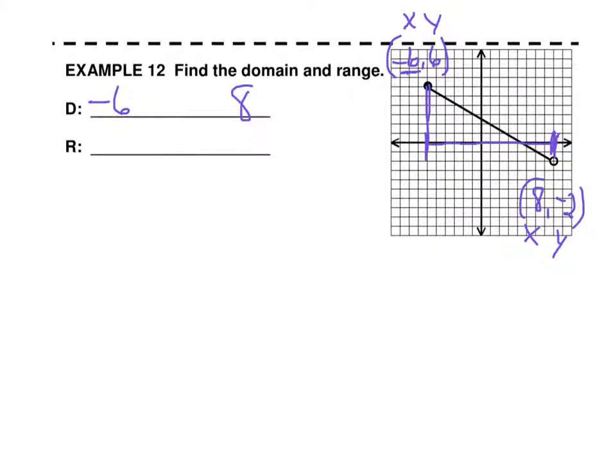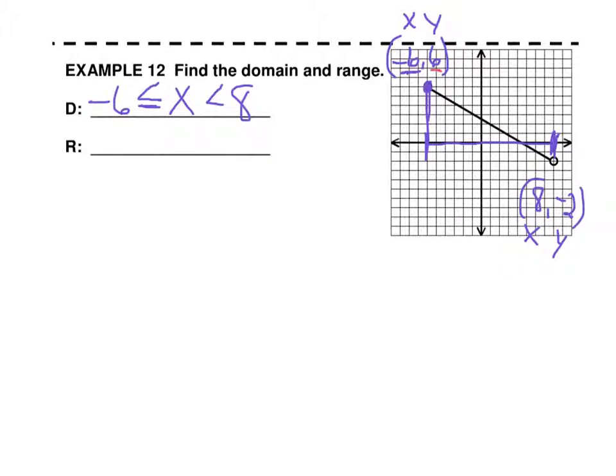So we'll put the x in the middle. Now we need to know what kind of symbol to put. Because this is a closed circle here, that means x can equal negative 6. So the symbol would be x is greater than or equal to negative 6. But then this over here is an open circle, so that means x has to be less than 8. It cannot equal 8.